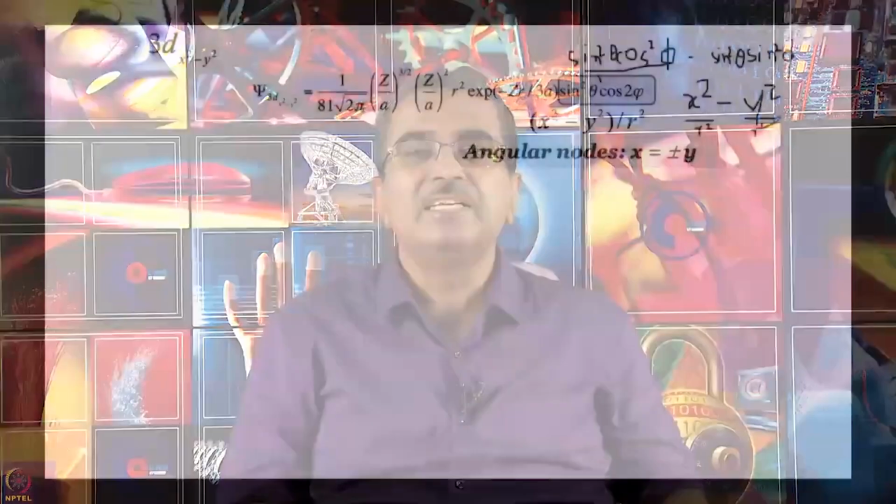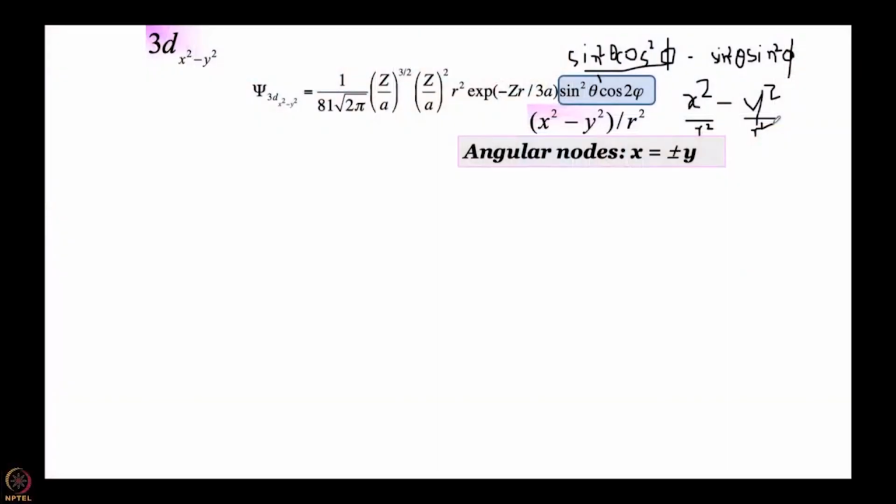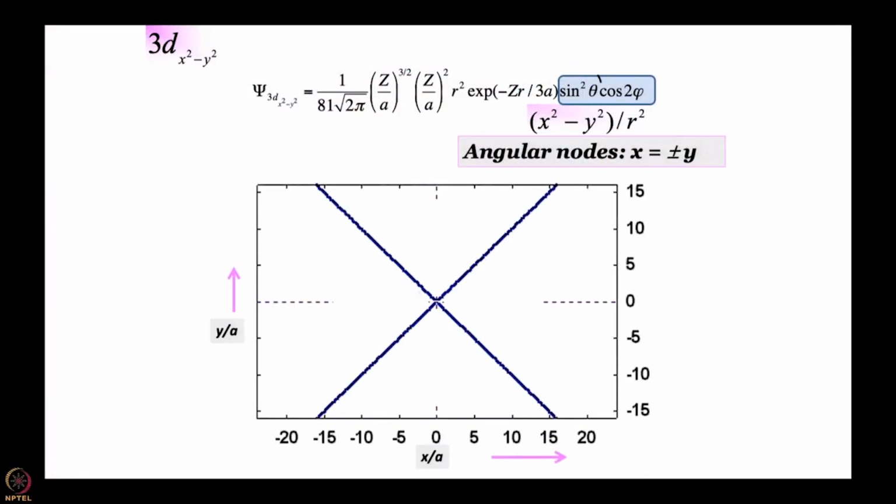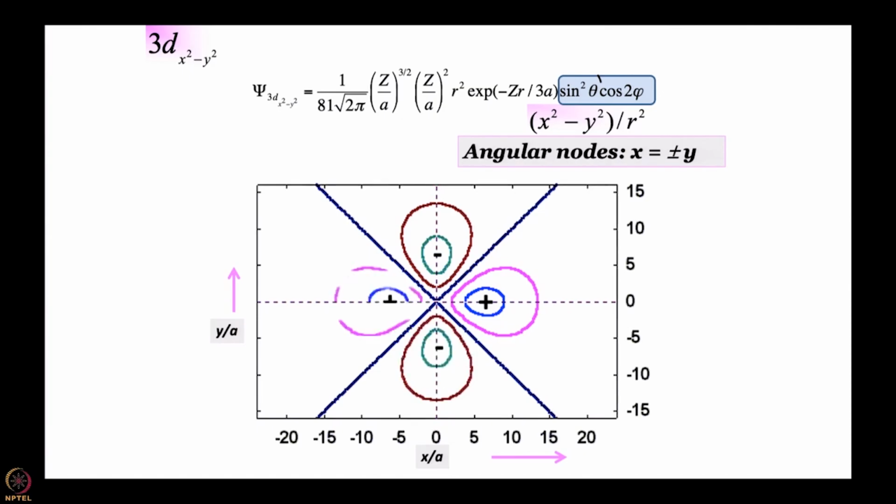And then tell me now, what is the node? How do I get the angular node? I get the angular node by equating x square minus y square by r square to 0. So what I get essentially is the angular node is x equal to plus minus y. As discussed earlier, what we do is we draw the nodes first, x equal to plus minus y. Then we draw a lobe, we cross a node, the wave function changes sign, cross the node again, it changes sign once again, cross the node once again, you see there is a change in sign. Okay. So this is 3d x square minus y square for you.